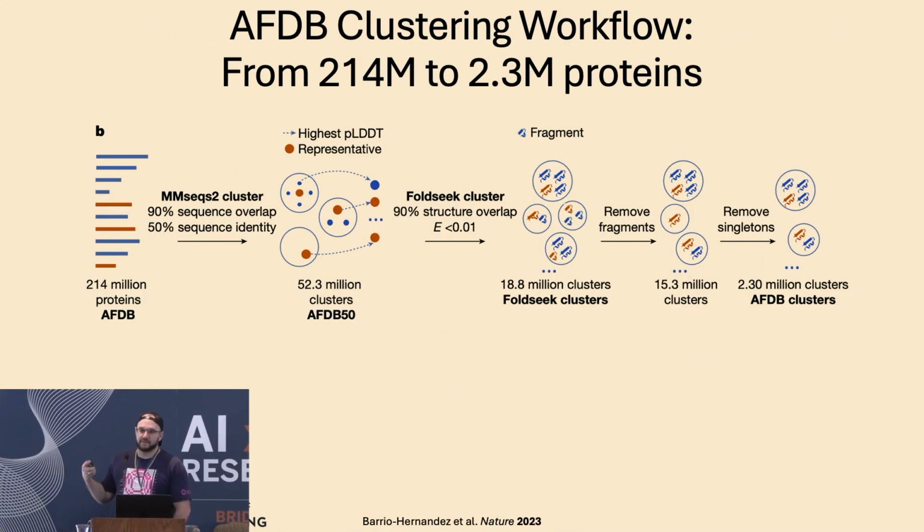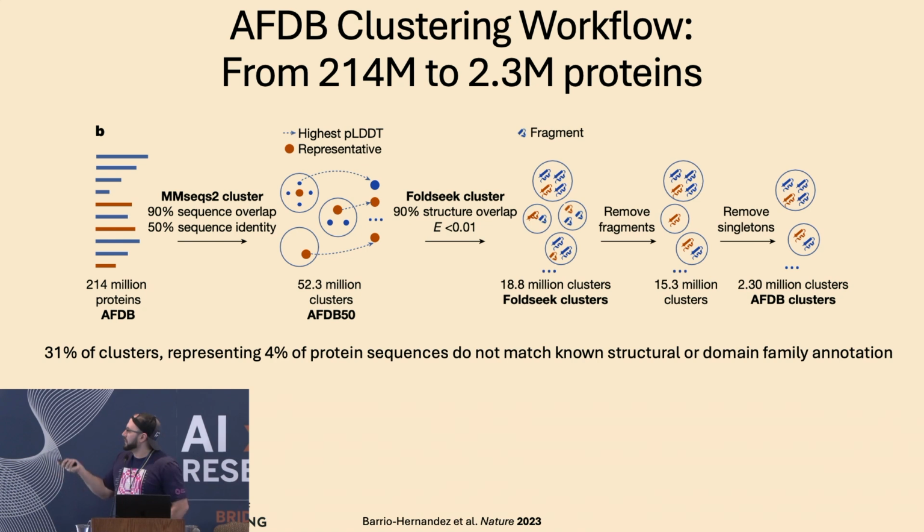So here's kind of how this clustering works to make this data set. I'm going to briefly talk over it because it's relevant for later parts of the talk. They essentially do some sequence clustering, identify all of these proteins, then they select the ones that are highest confidence, and then use this new structure clustering tool called FoldSeq to generate about 18 million proteins. A lot of these proteins are just small little fragments, so they filter them out. That gives them about 2.3 million.